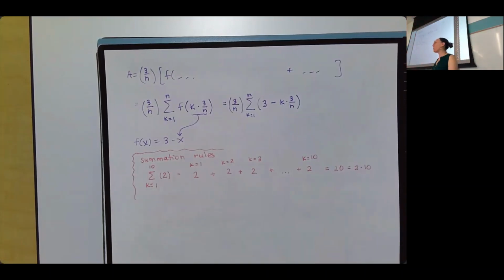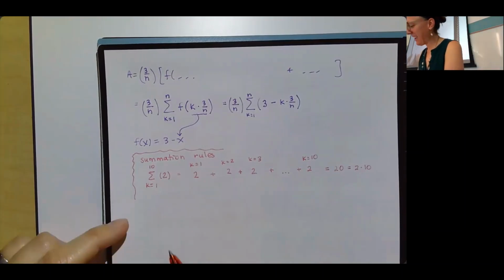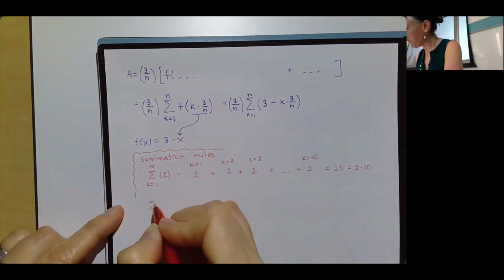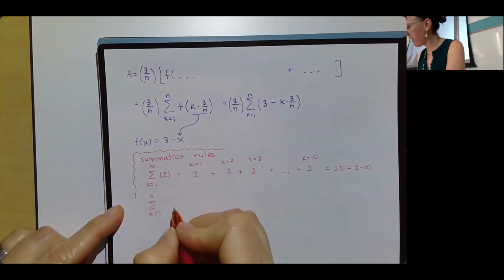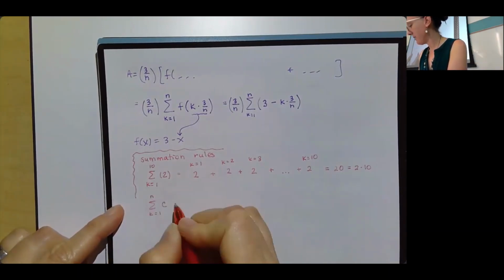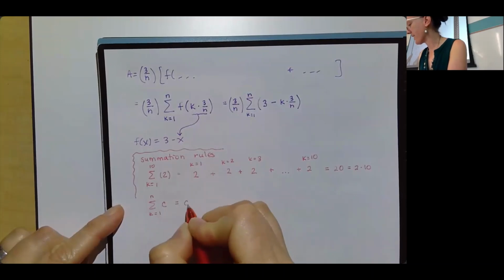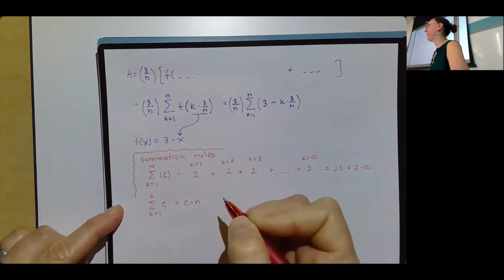So as a general rule, if I am adding up from k equals 1 to n of a constant, that result is the constant times n.